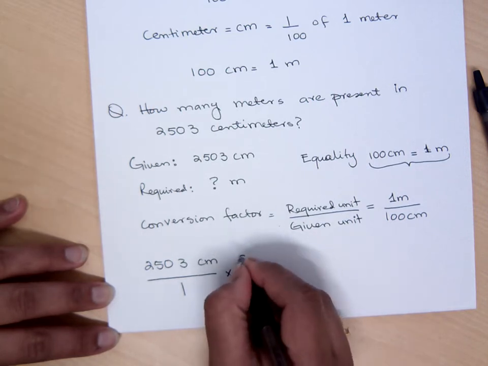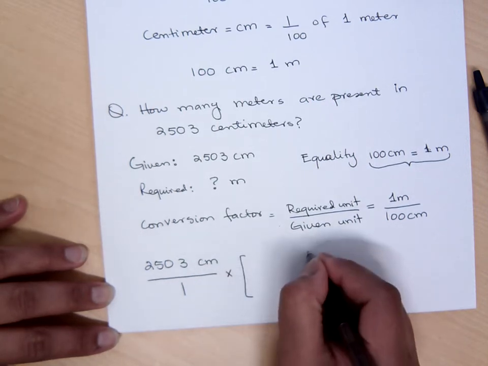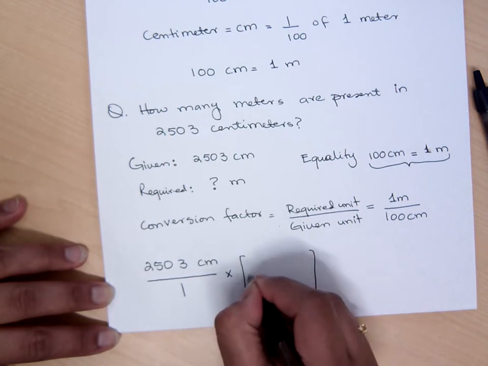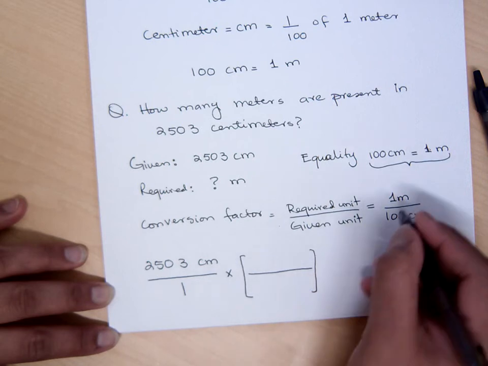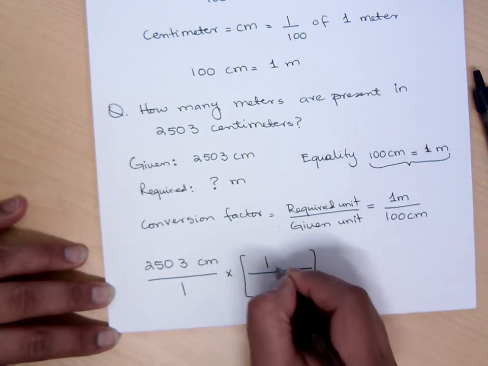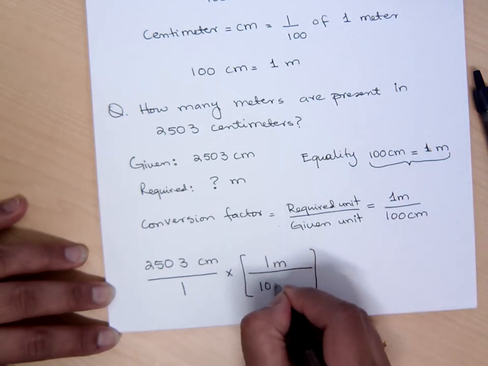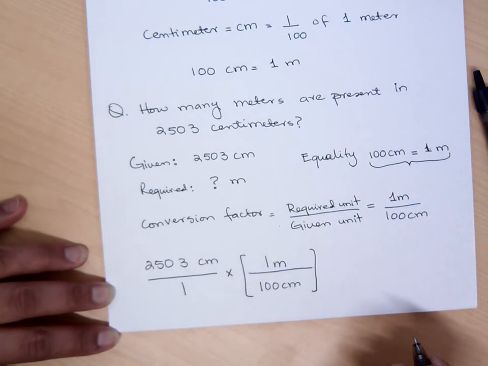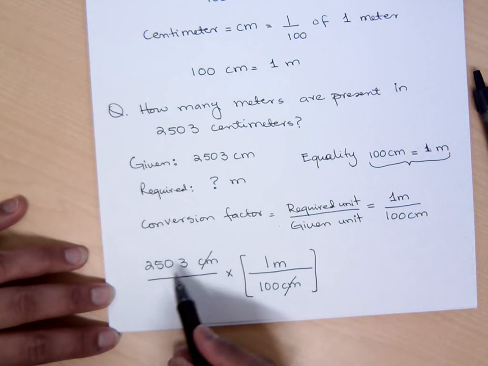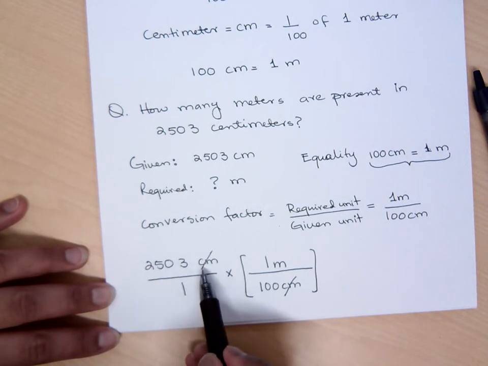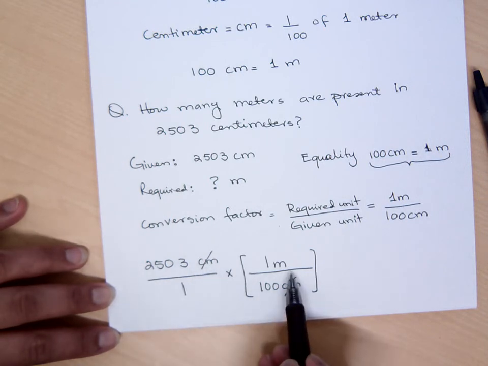Once you use the conversion factor, please write the conversion factor in the same form, such that you can clearly see the numerator and the denominator. The numerator in this case is 1 meter. The denominator is 100 centimeters. The centimeter should cancel out in this case. The given unit will cancel out and only the required unit will be available.